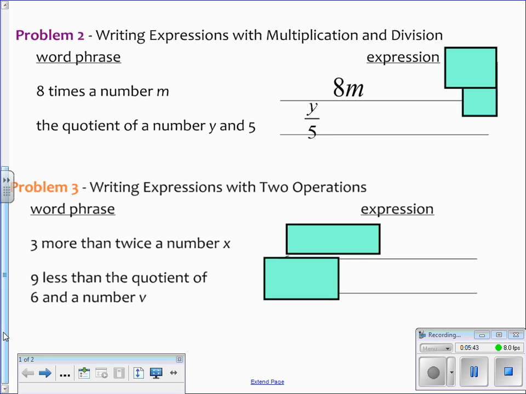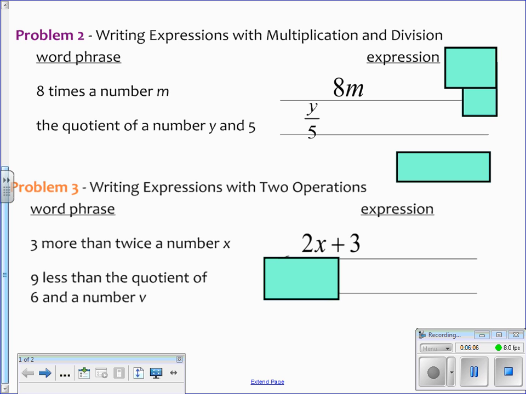Third set. 3 more than twice the number. If I have twice something, what am I doing? Multiplying by 2. Twice something means 2 times that. 3 more than twice the number x. So it's 3 more than, so 3 plus 2x. And once again, we want to put the variable portion in the front, 2x plus 3.